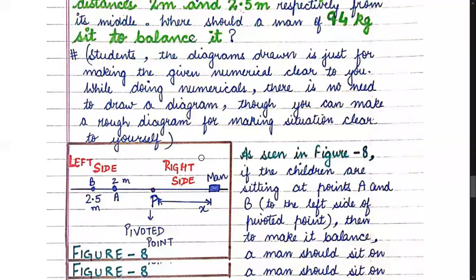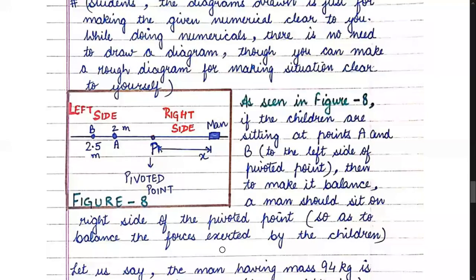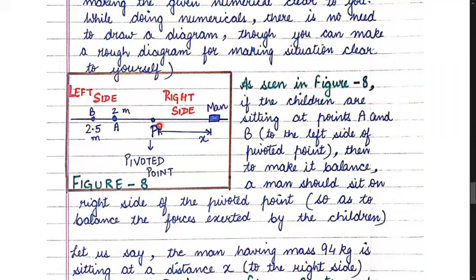Now children, in this question, see what we have to do. We are given a seesaw where two children are sitting on one side, such that child A, the first child, is sitting at a distance of 2 meter from the pivoted point, while child B is sitting at 2.5 meter distance from the pivoted point.